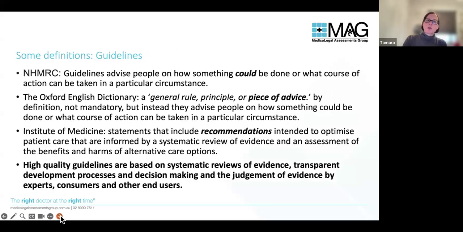The National Health and Medical Research Council talks about defining guidelines as how something could be done. I find that very loose wording for something that's being called a guideline. If you just go to a simple dictionary, it'll call it potentially a piece of advice. The Institute of Medicine calls that a recommendation, but that's informed by a systematic review of the evidence. So that gives it a little bit more teeth, if you like.